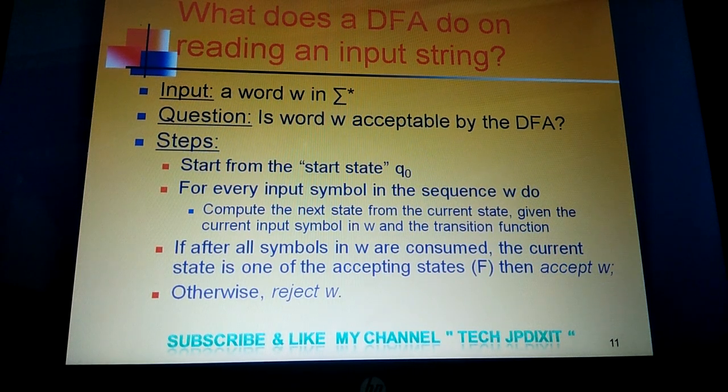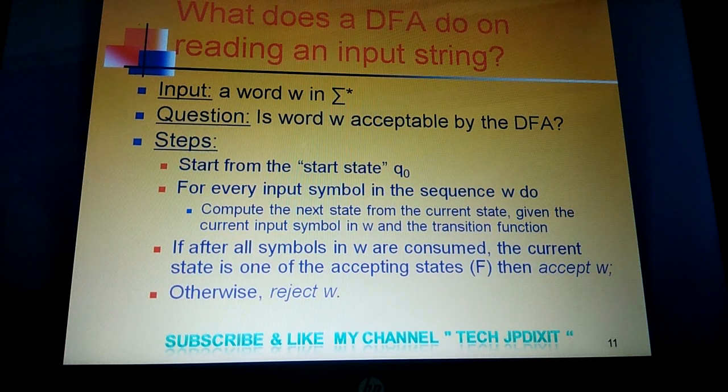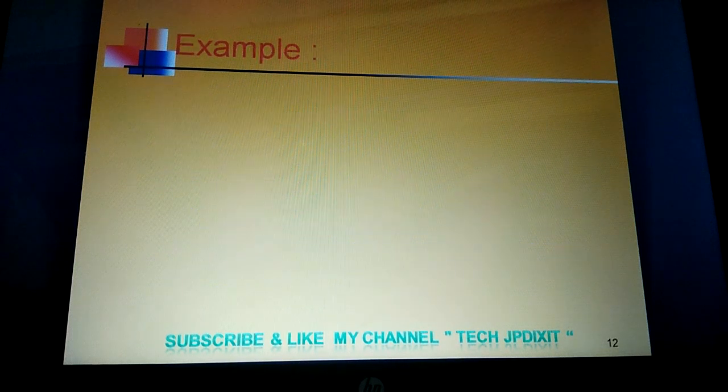Start at the start state Q0. For every input symbol in the sequence W, compute the next state from the current state, given the current input symbol in W and the transition function. If after all symbols in W are consumed the current state is one of the accepting states, then W is accepted. Otherwise, W is rejected. It is compulsory that the transition ends at a final state.